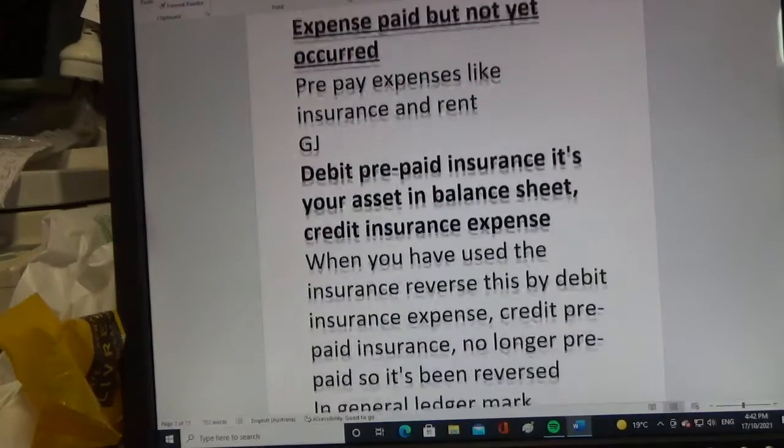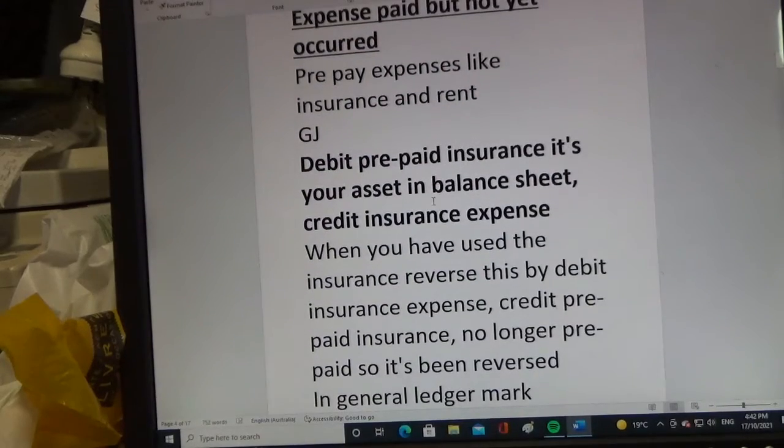And so yeah, prepaid insurance sits in current assets on the balance sheet, but when it's used up you take it off the balance sheet.